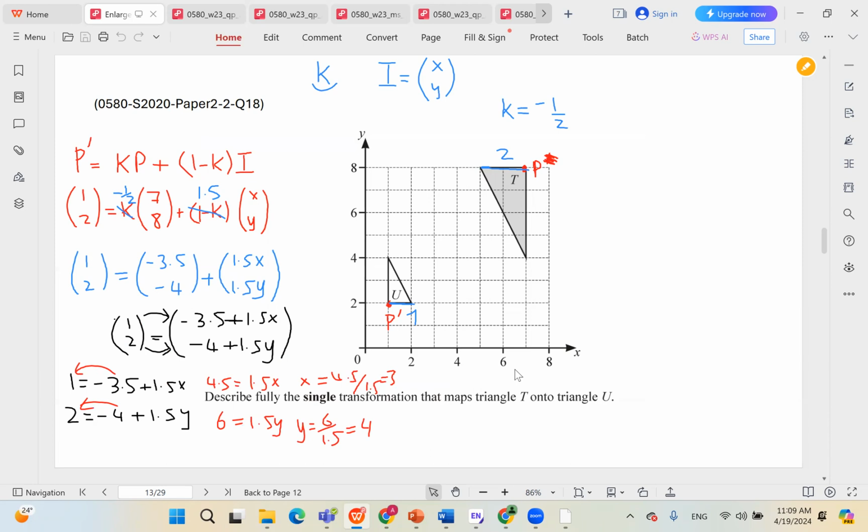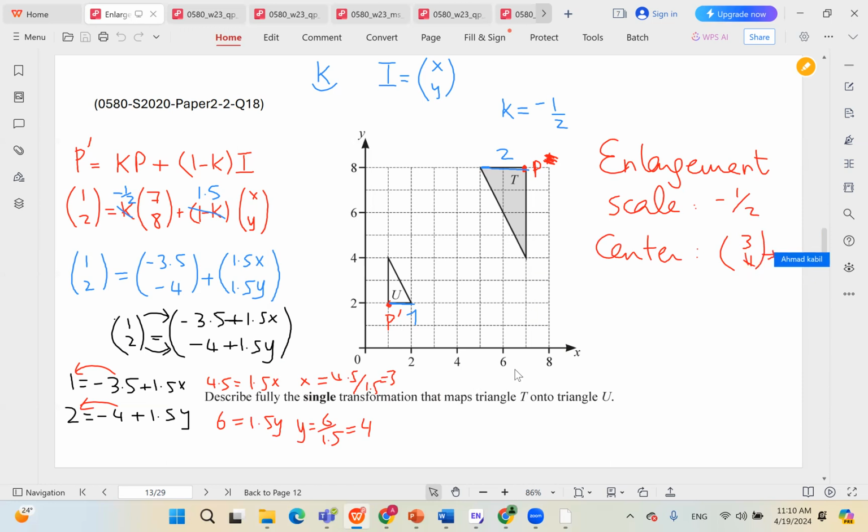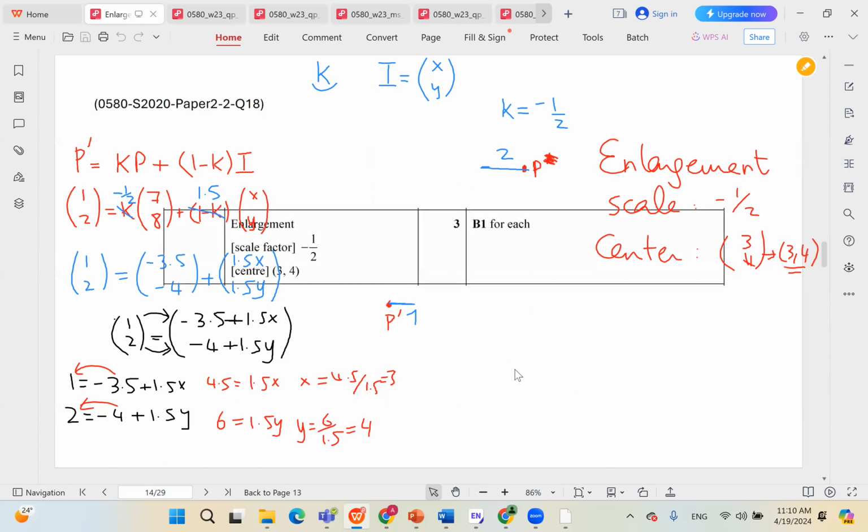We can describe the process here as an enlargement or a dilation. You can use either word, of course. And the scale factor is negative half. And the center is xy, which is basically 3, 4. Or it would actually be better to write this as (3, 4), because the center is kind of a point. I just use vector notation to simplify the algebra. So now we're done. Enlargement, scale factor negative half, center (3, 4).